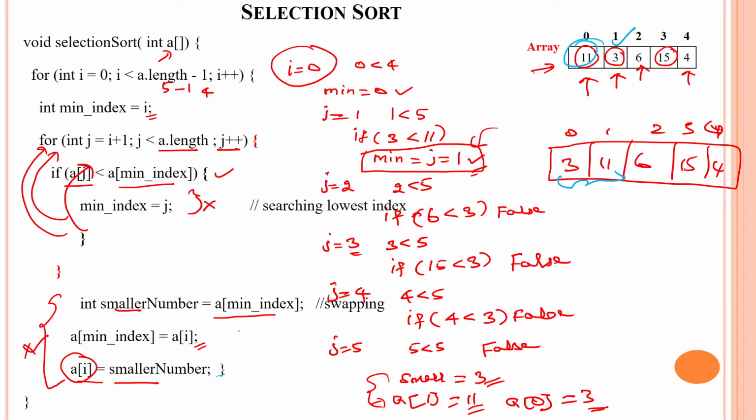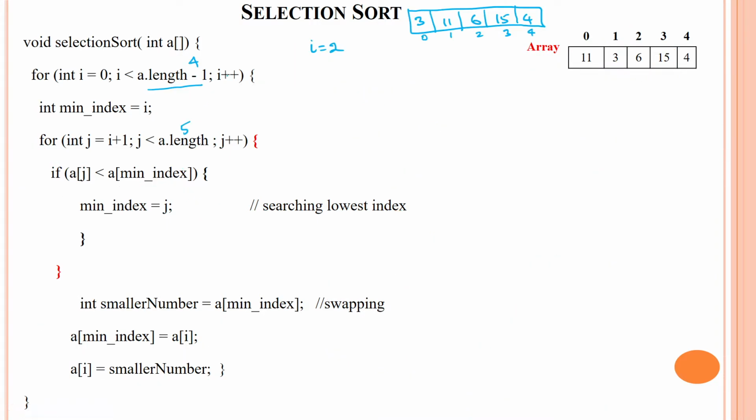Then again I is incremented by 1, so I will become 2. Then in iteration number 2, 2 less than 4, so the condition is true. Then minimum index is updated with the value 2. So now this is the minimum index. Then inside the for j loop, j equals I plus 1. So I is 2 here. Sorry, I is 1 now.